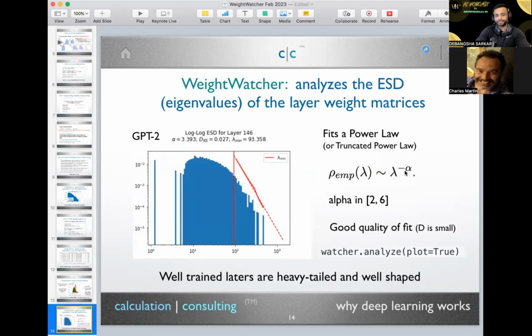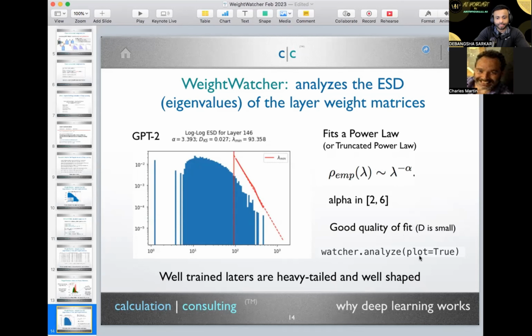Smaller alpha is better because you get a longer tail. And a value between 2 and 6 is characteristic of the quality. So typically you should have a small alpha, and the quality of the fit should be good. We call this the Kolmogorov-Smirnov distance. It's a quality metric for the fit. So you want a smallish alpha, usually between 2 and 4, and the quality metric should be good.